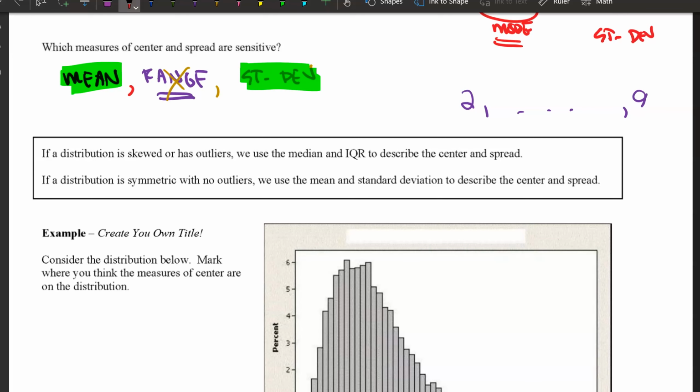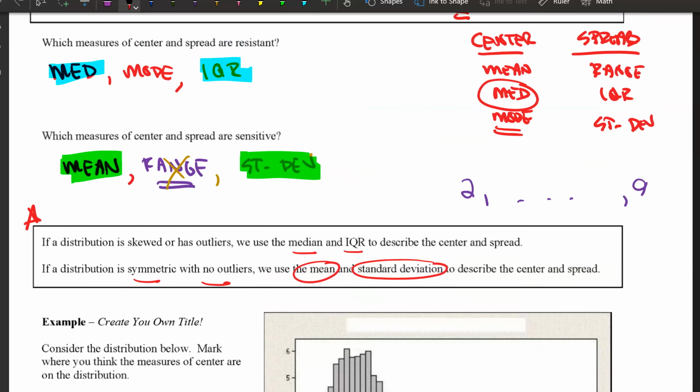This is kind of a rule of thumb. If you want to ethically report statistics, if a distribution is skewed and has outliers, then we should use the median or the IQR because those are not influenced by those skewed values or the outliers. However, if a distribution is symmetric with no outliers, then we use the mean and standard deviation because those are kind of the preferred measures. That's not saying that you can't report the mean and standard deviation of a skewed distribution. It's just saying that maybe the median is a better measure of center.